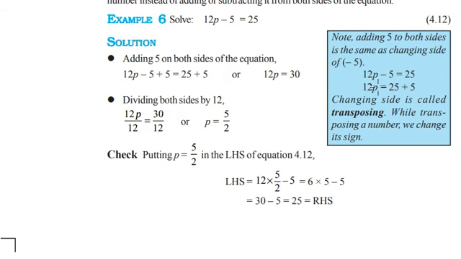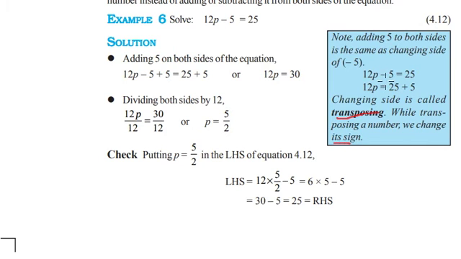We can write this as 12p is equal to 25 plus 5. We took this value minus 5 and placed it on the right hand side, and we changed its sign. When we are moving a number with sign from LHS to RHS, the sign gets changed. Similarly, when we are moving a value from RHS to LHS, its sign gets changed on LHS. Changing side is called transposing. Note that while transposing a number, we change its sign.